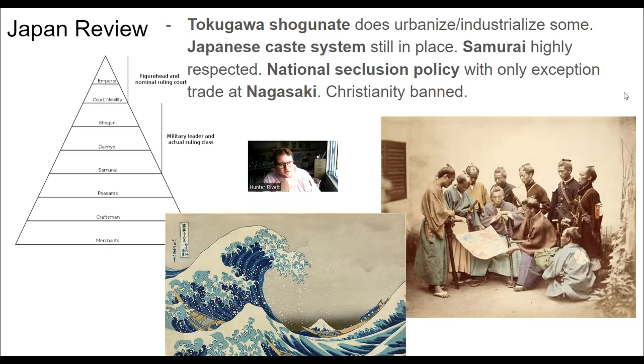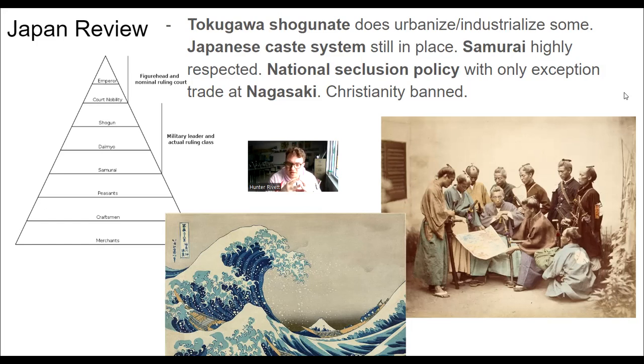And so they are not trading with anyone except at Nagasaki, especially they like the Dutch because the Dutch don't really try to Christianize. And they actually call what learning does come in Dutch learning, scientific and technology stuff. They call it Dutch learning because it probably came from the artificial island of Dejima at Nagasaki. And remember, they ban Christianity and persecute Christians. So this is a very secluded place.